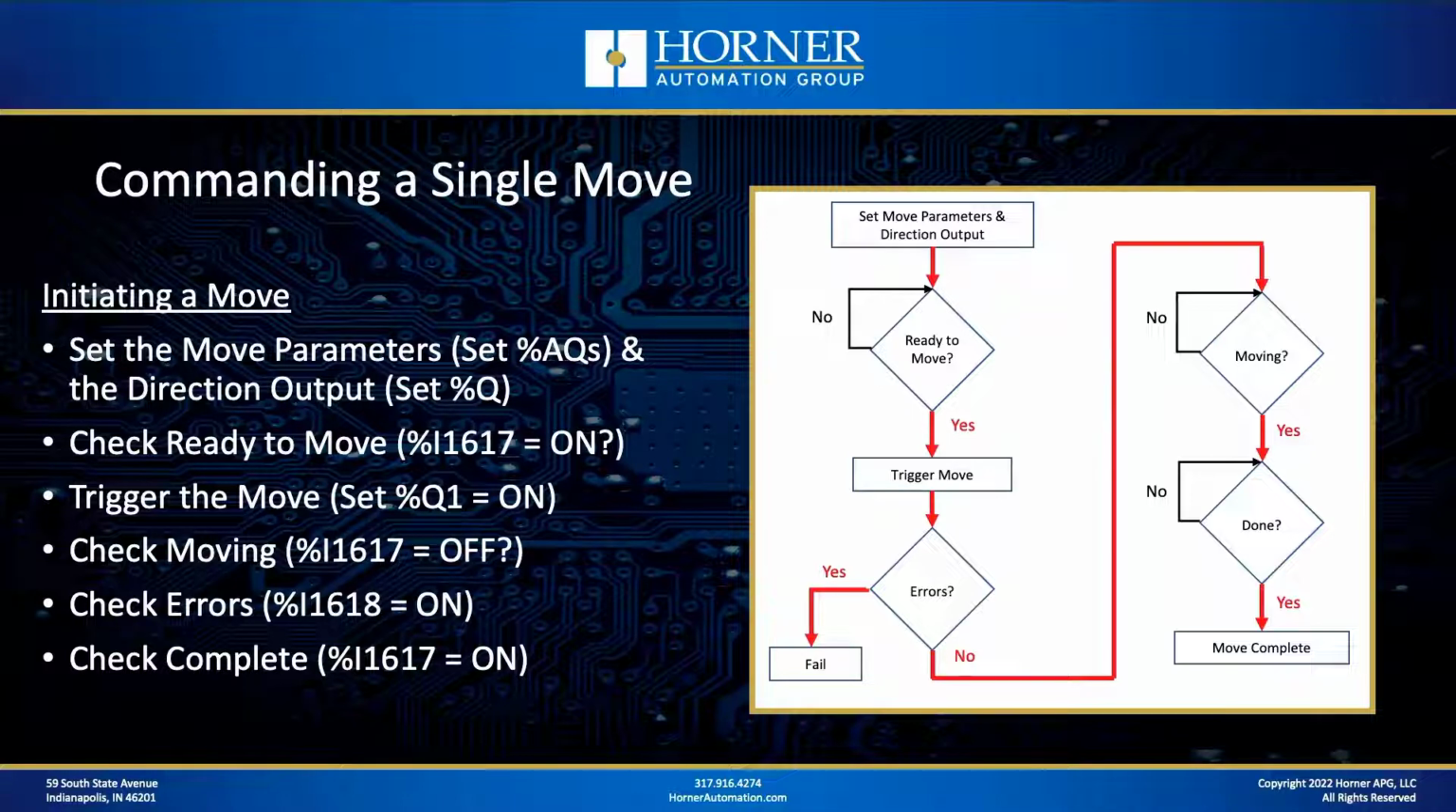After we've triggered Q1, we can check to see if I1617 turns off. If it does, it means we're moving. And if at any point in the process we see I1618 on, we know we've got an error. But if it remains off, then we're really just waiting for I1617 to turn back on again. Then we know that our move is complete. So that's the flowchart for commanding a single move.